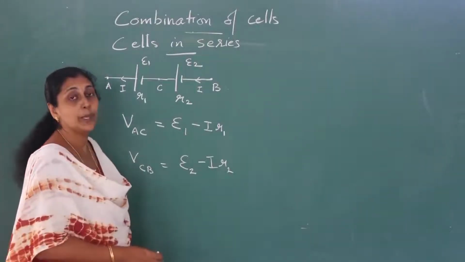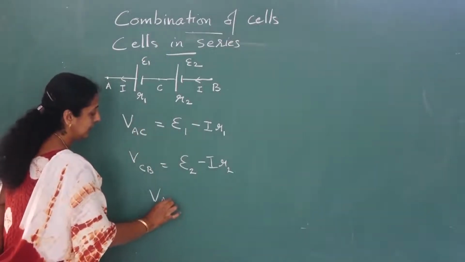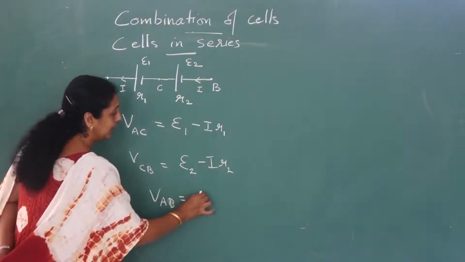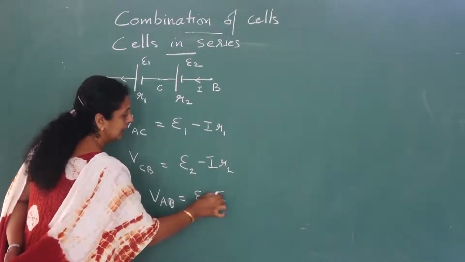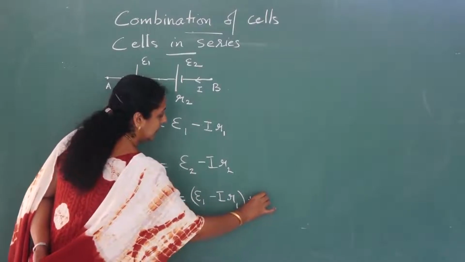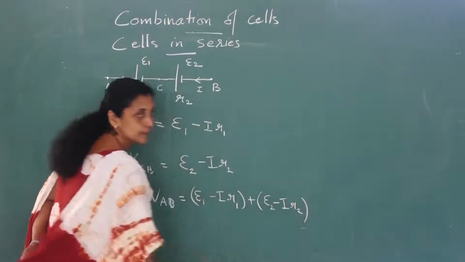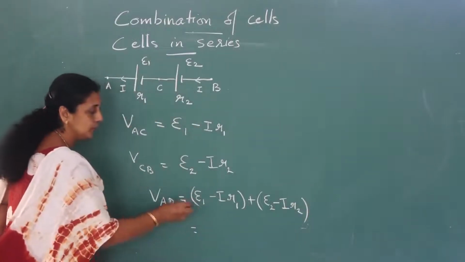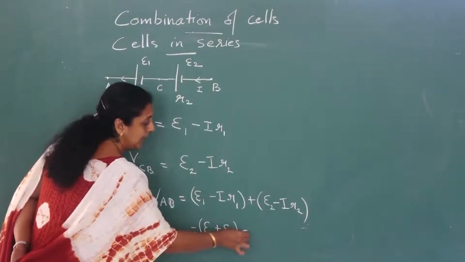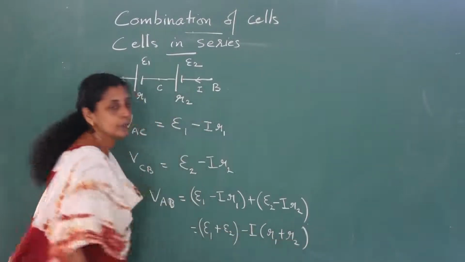Now, the potential drop across the entire combination, VAB, will be equal to E1 minus IR1 plus E2 minus IR2, which is equal to E1 plus E2 minus I into R1 plus R2.